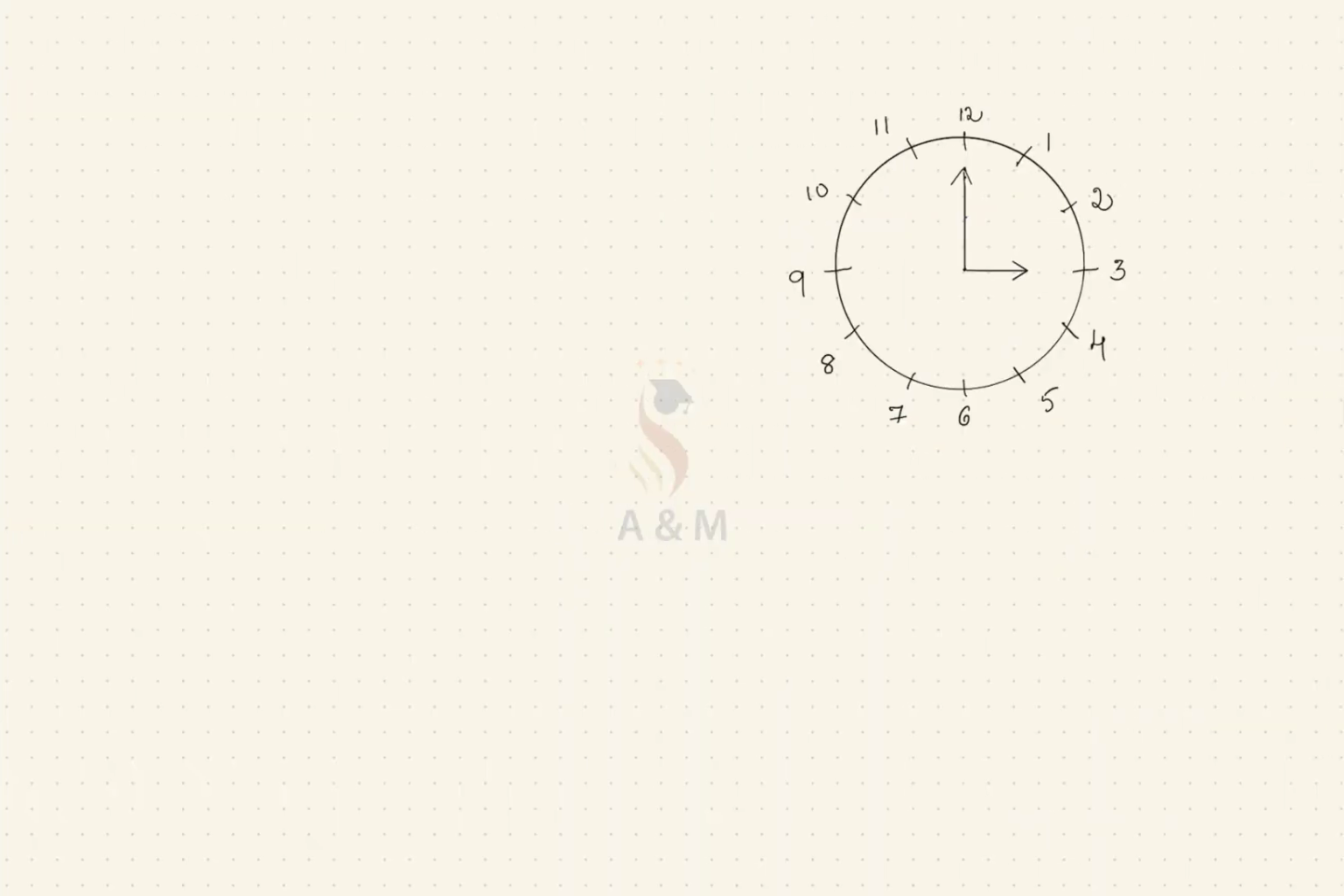We know that the clock has 12 hours. That is half a day. Okay, 12 hours means half a day. 24 hours means 1 day. So, 1 day equals 24 hours.